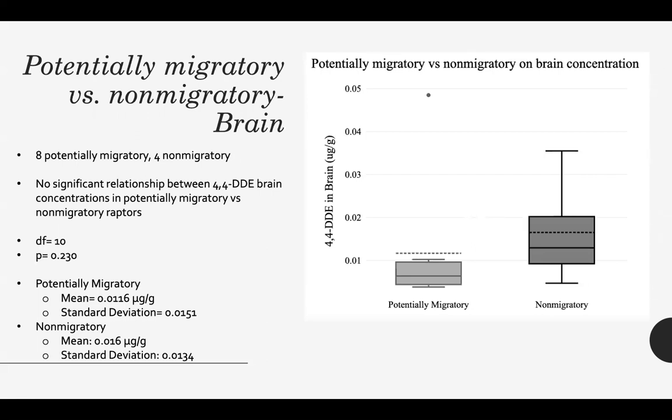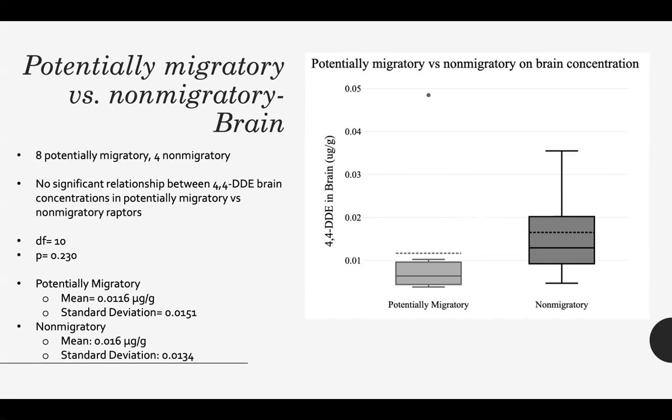This graph for brain concentrations of 4,4-DDE included 8 potentially migratory raptors and 4 non-migratory raptors. Following the same trend as liver, no significant relationship or difference was observed between brain concentrations of 4,4-DDE between potentially migratory and non-migratory raptors. As you can see, the mean for potentially migratory raptors was 0.0116 micrograms per gram, and for non-migratory raptors, the mean was 0.016 micrograms per gram.